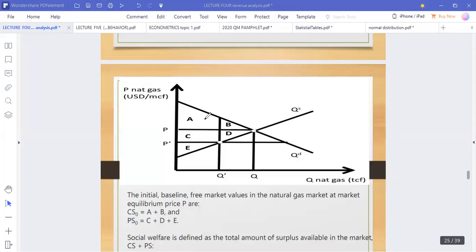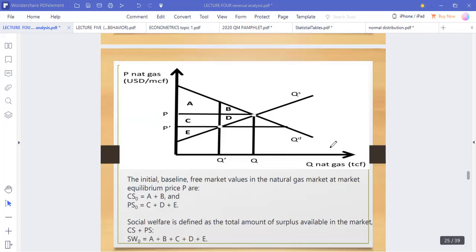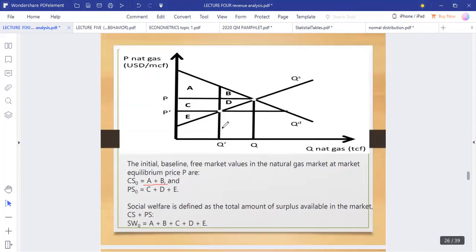So can you identify A, B, C, D? What is A? What is B? What is C? Which one is deadweight loss? Identify the 4 things I've talked about. So consumer surplus is simply A plus B, this whole area. Then the producer surplus is B, D, E, this whole area. And the deadweight loss is simply B and D.